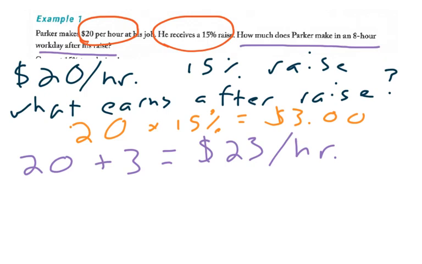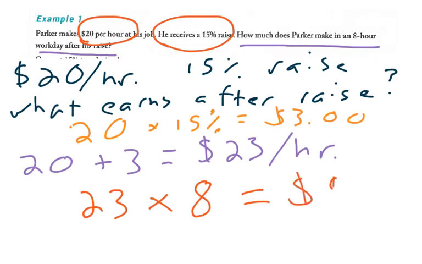But look, we're not done. They want to know how much does he make in an 8-hour workday. So we know he's getting $23 an hour. We have to figure out how much he gets when he works 8 hours. So we're going to take 23 and we're going to multiply it by 8. So 23 times 8 is $184. So after he works an 8-hour day, he earns $184 in one day.